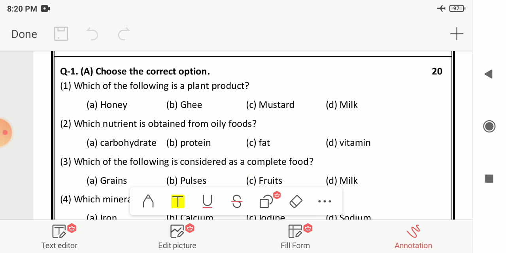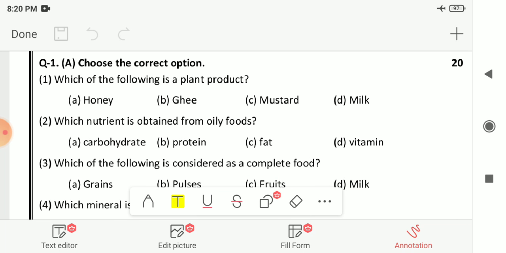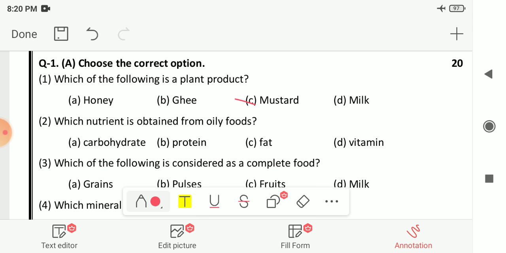In that first one is which of the following is a plant product? The options are honey, ghee, mustard or milk. So here your answer is option C, mustard. Mustard is a plant product. Rest of the options are the animal products.